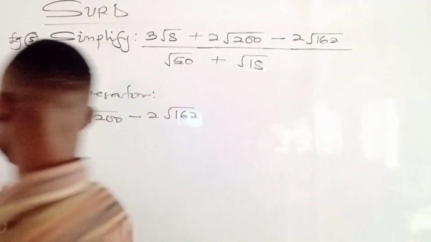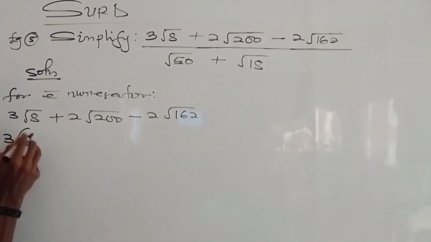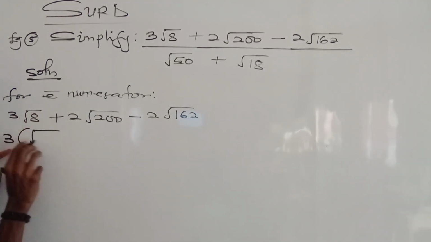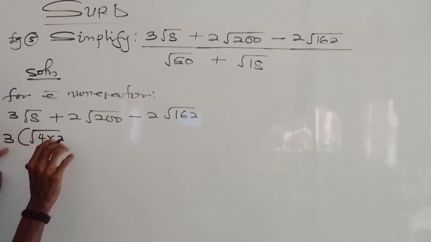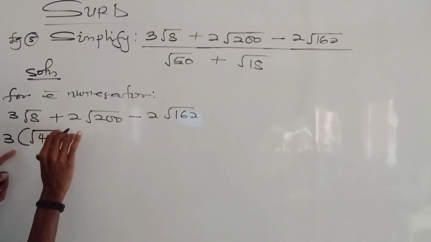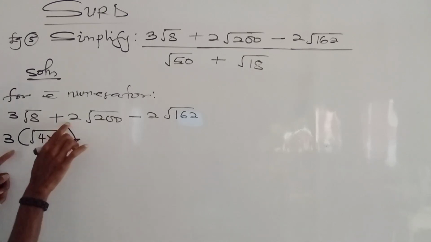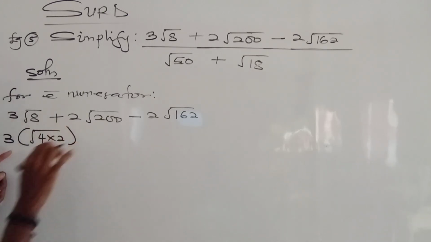Okay, so my 3 here, you bring your bracket and then you bring your square root sign, and the 8 I'll replace it with 4 times 2. I hope you agree with me up to this point. Then you close your bracket. Okay, so close your bracket, you take it one at a time.